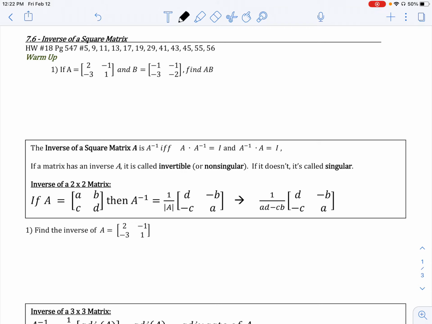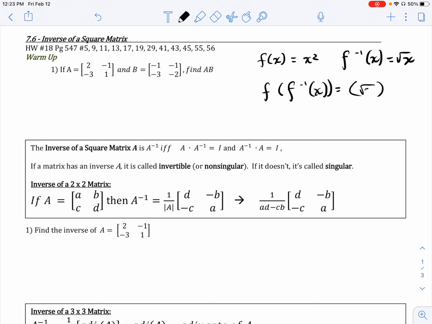When we discussed this with functions, we said, okay, well, if our function, for example, were x squared, and its inverse function were root x, we said that when we compose a function of its inverse function, we are effectively inputting that function into itself. And what that does is that undoes the effect of that function. So if f of x is trying to square your argument, its inverse is taking the square root of its argument. It is undoing the effect of that function.